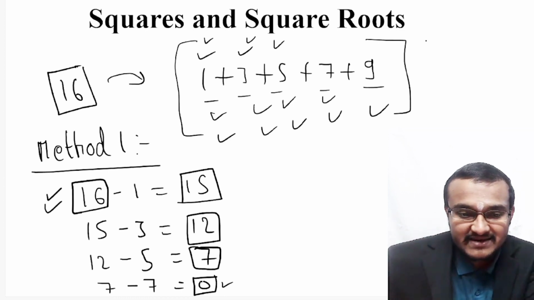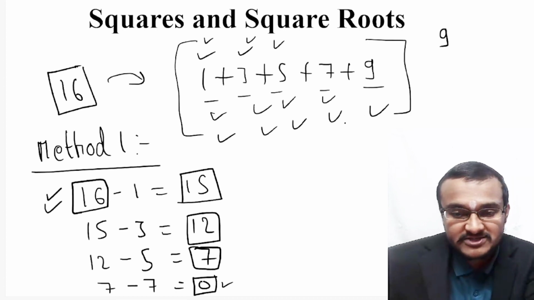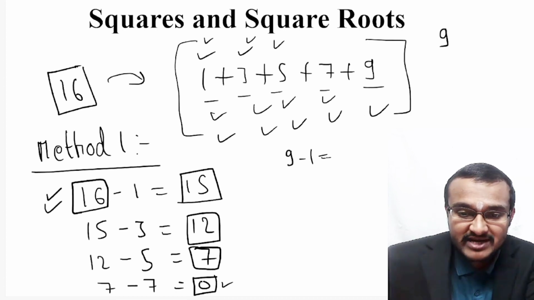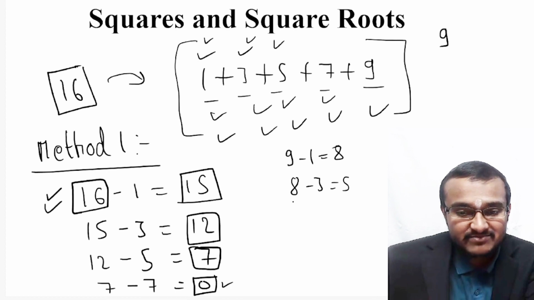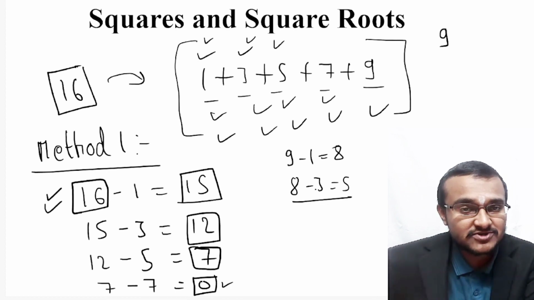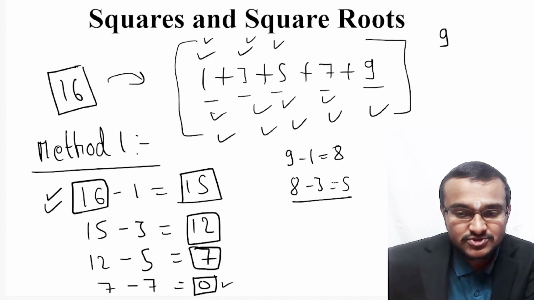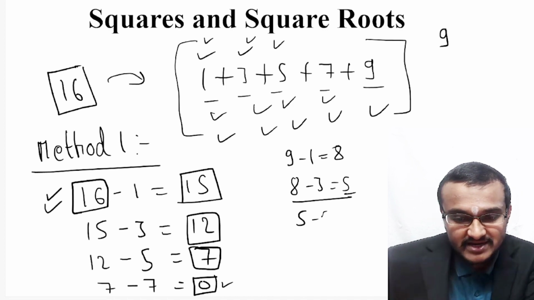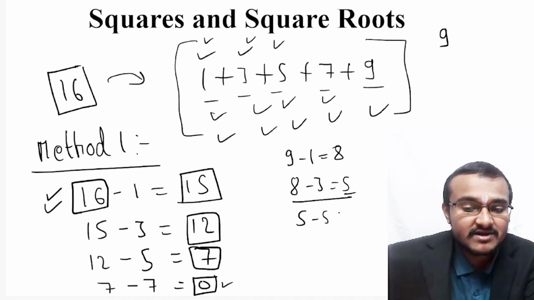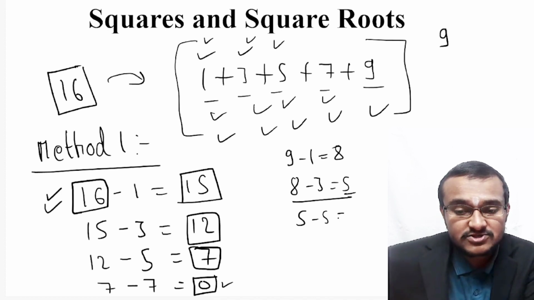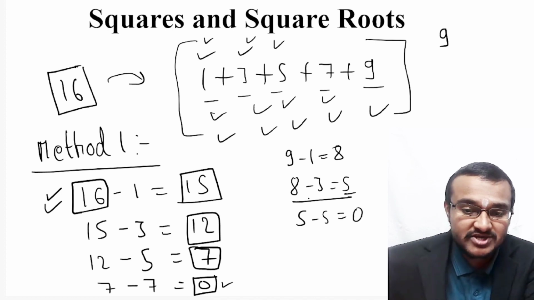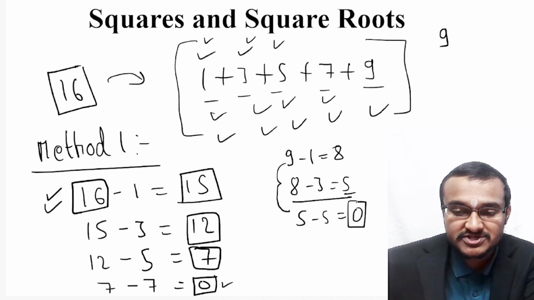Let me take 9, because 9 is also a perfect square. 9 minus 1 is 8. 8 minus 3 is equal to 5. So you are subtracting the odd natural numbers starting from 1. Take this 5 and subtract the next odd natural number after 3, that is 5. So 5 minus 5 will be 0. Here also, after performing this operation, 9 finally approaches 0. Here also 16 approaches 0.